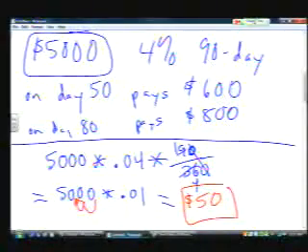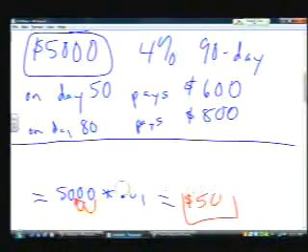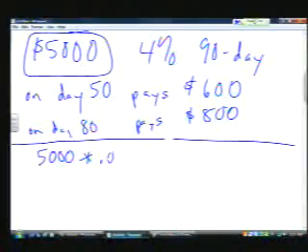Now, he's not going to owe $50 worth of interest because he's paying off some of this early. So now let's track this thing down step by step. Let's take it at the end of the first 50 days. What we need to do is almost the same, a little bit harder. We take 5,000, times 0.04, and then times 50 over 360. This is going to tell us the interest that he owes in that first 50 days.